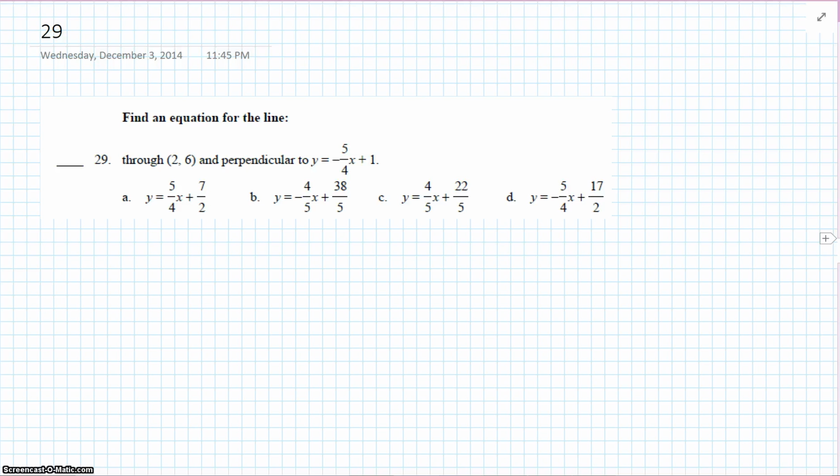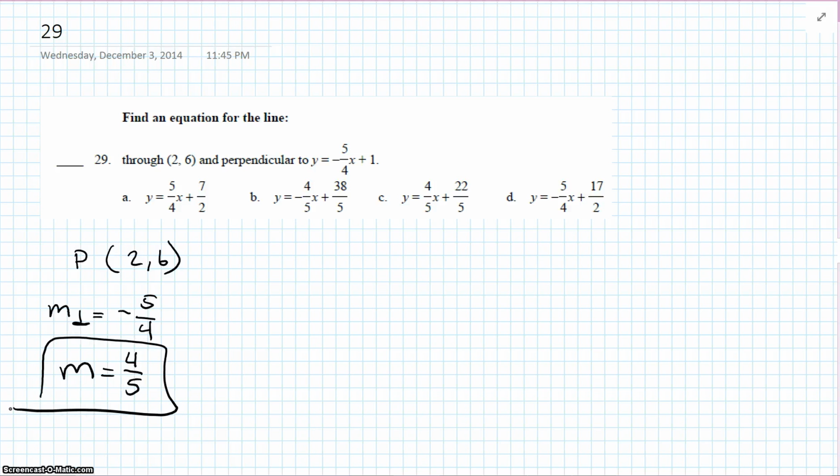Okay, find an equation for the line that is perpendicular to a given line and goes through a point. Well, the point it goes through is 2, 6. The slope it is perpendicular to is negative 5 over 4. So its slope must be the opposite reciprocal of that. So its slope must be positive 4/5. Okay? So I can rewrite my equation: y minus y1, which is 6, equals my slope times x minus 2.